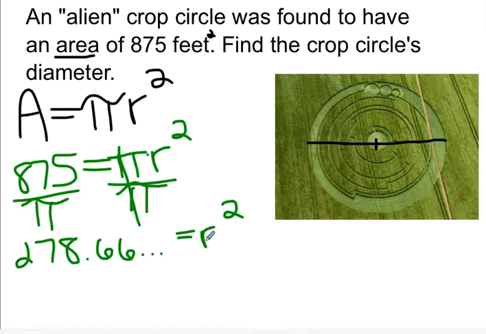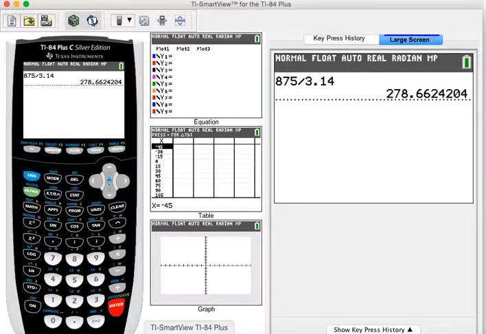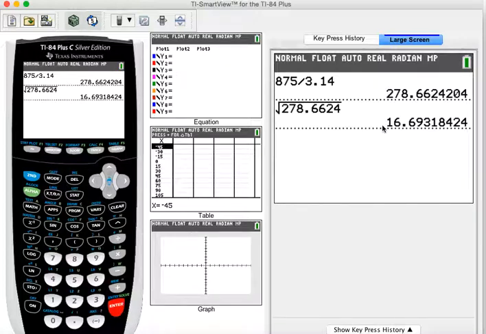So now I got to get r by itself. R squared is r times r. So I got to think what times itself would create 278.66 on and on. So that's actually a square root button. So I could use my square root button, or you could just guess and check until you multiply two numbers, the same number together to get something like that. But if I just do my square root of 278.6624, cut it off there, that's probably enough decimals.